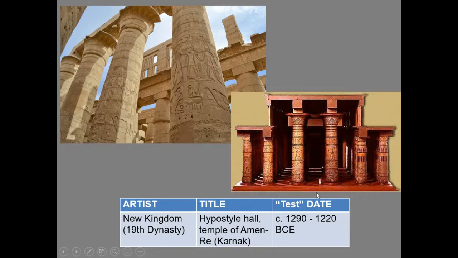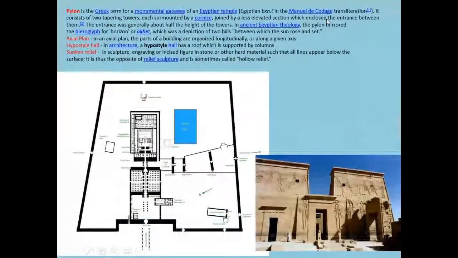Again, these would have been brightly painted, and what we see with these carvings is that the relief doesn't project forward from the background. In this case, the carving is recessed into the surface. We refer to that as a sunken relief, and that's pretty popular in the New Kingdom era.